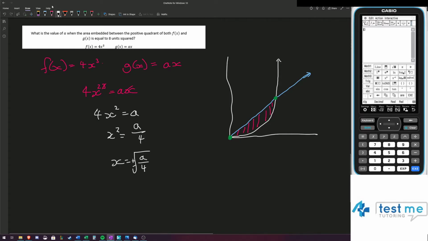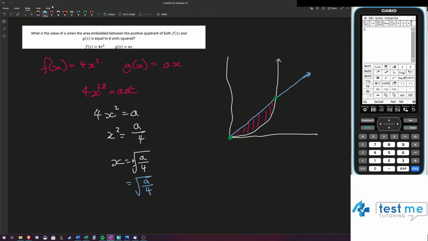Now, which do we disregard? Are we disregarding the positive or the negative one? And why? Alright, so yeah, spot on. We're disregarding the negative. Yeah, and spot on Zorb as well. So we disregard the negative because we're in the positive quadrant, okay? So our x value here is equal to the square root of a over 4.